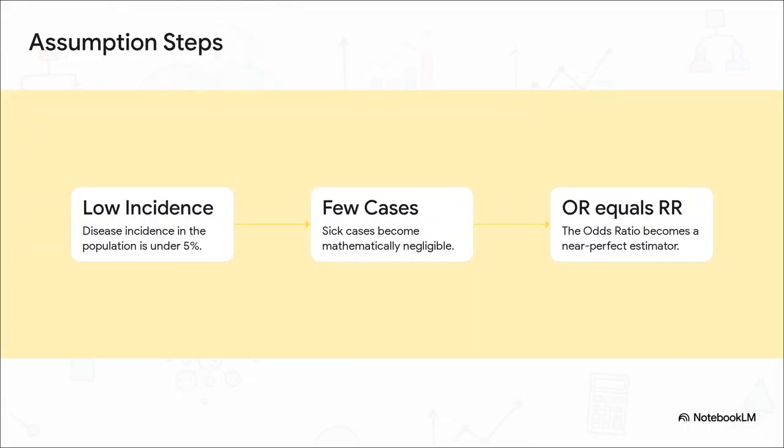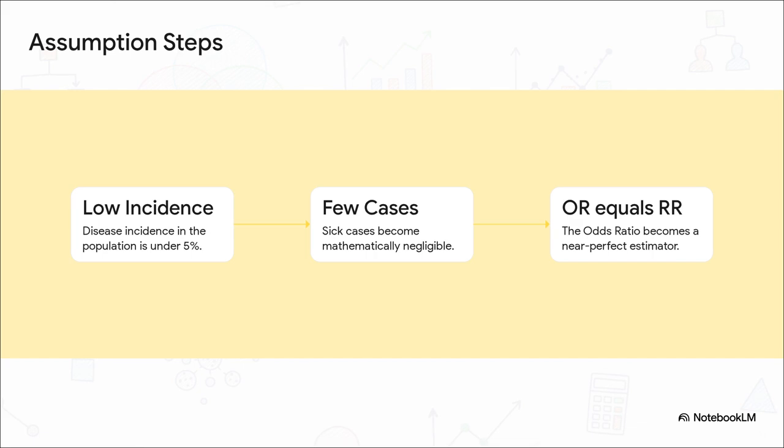So we have relative risk for looking forward and the odds ratio for looking backward. For decades, these were treated as totally separate mathematical universes. But there is a final, brilliant mathematical concept that links them together, known as the rare disease assumption. Here is how this amazing mathematical alignment works step by step.